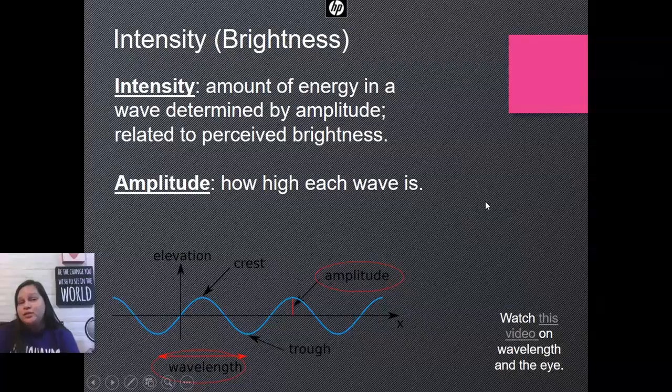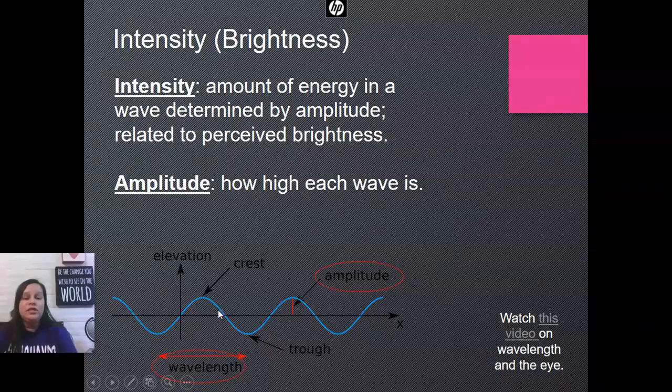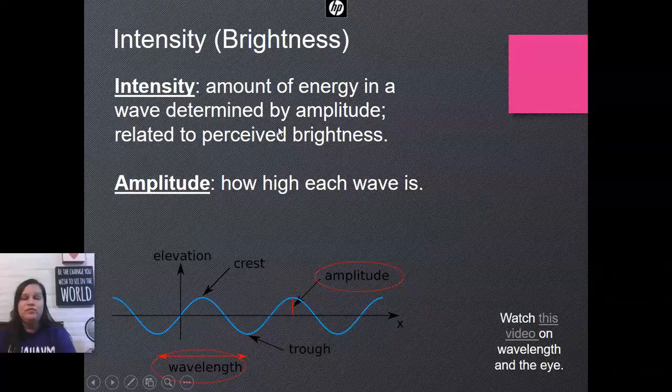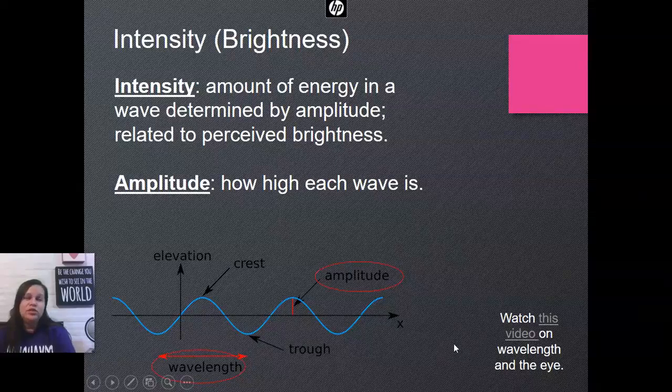As far as the brightness of a color, that has to do with the intensity of the light wave. Waves that are intense are going to be more frequent and have higher amplitude. The amplitude is how high each wave is, so the amount of energy is determined by the amplitude. We're going to watch a TED Ed animation of this in class that will explain all this a little bit more.